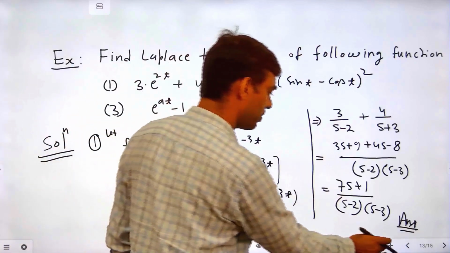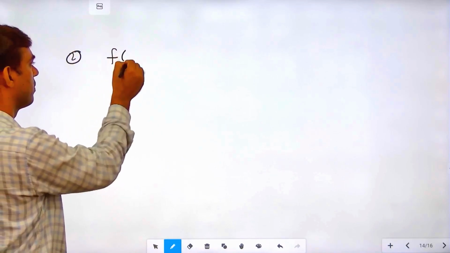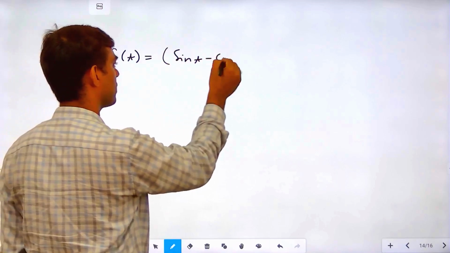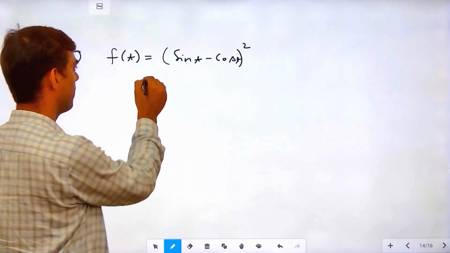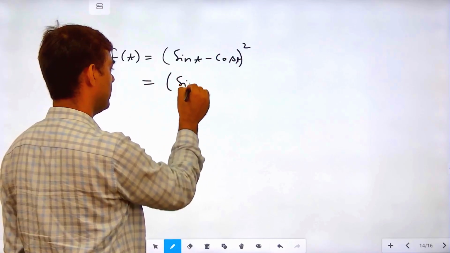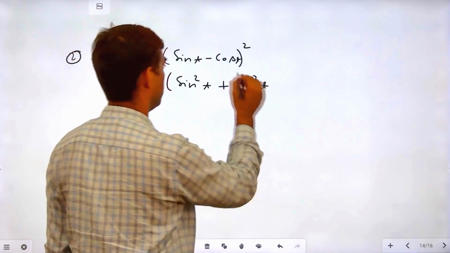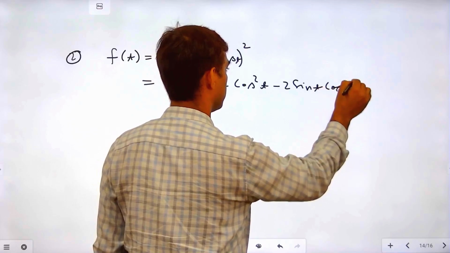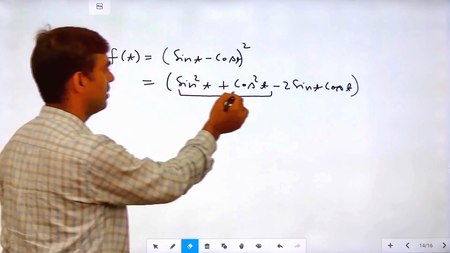Similarly, let us find the Laplace transform of the second function, second question, f of t equals sin t minus cos t whole square. If we simplify the braces, this becomes sin square t plus cos square t minus 2 sin t cos t. So we may write sin t minus cos t whole square equals sin square t plus cos square t minus 2 sin t cos t.